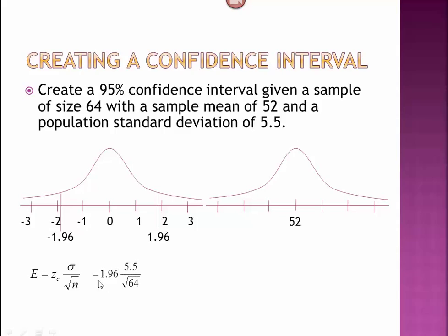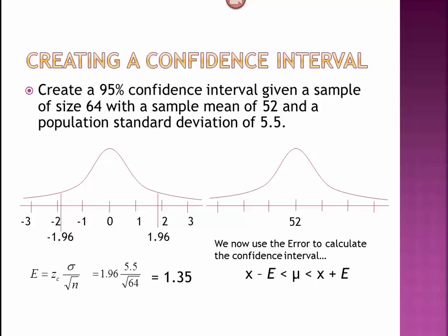So first we find our margin of error. We take the 1.96, our critical value for the given level of confidence. We multiply it by 5.5 over the square root of 64, and this comes out to be 1.35. Adding and subtracting it, we create our confidence interval. 52 minus 1.35, 52 plus 1.35, which gives us 50.65, all the way up to 53.35.